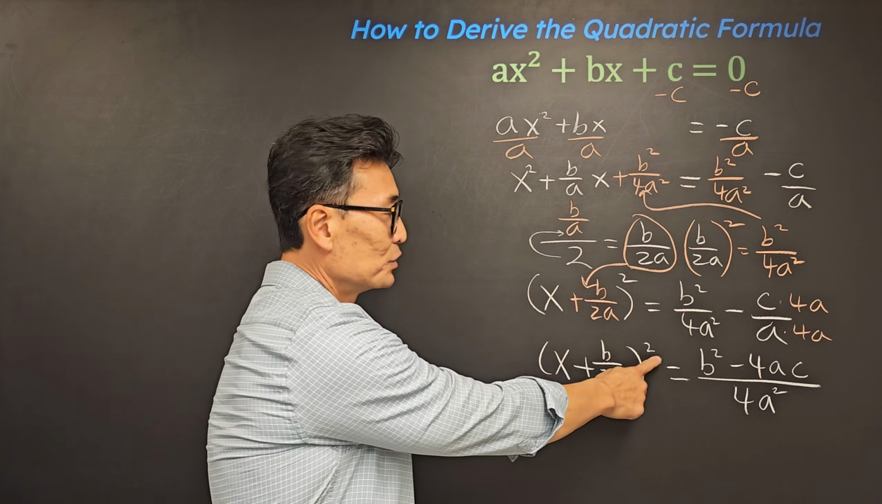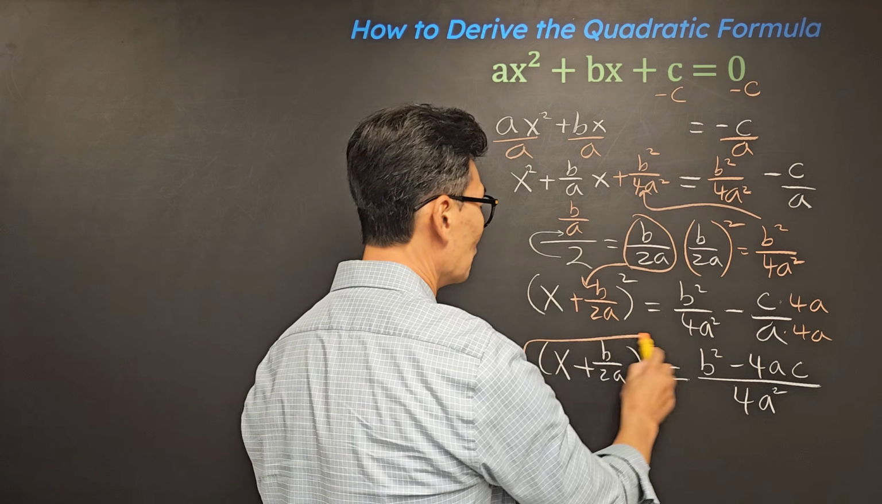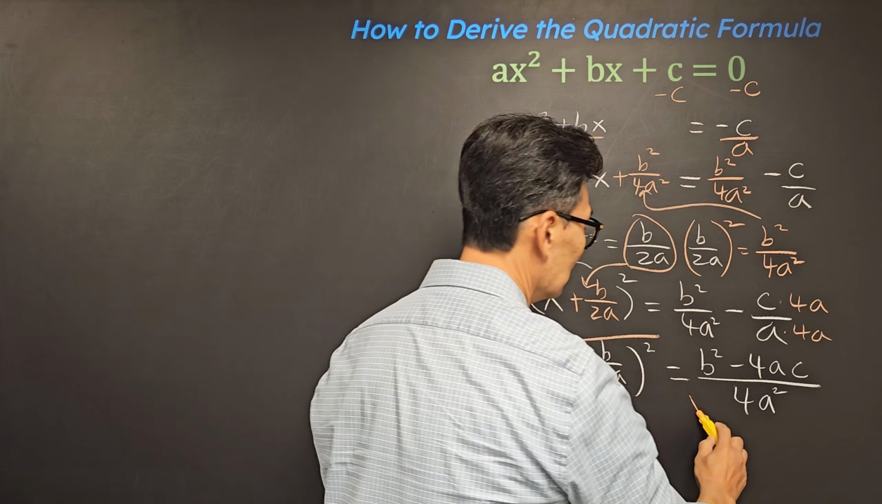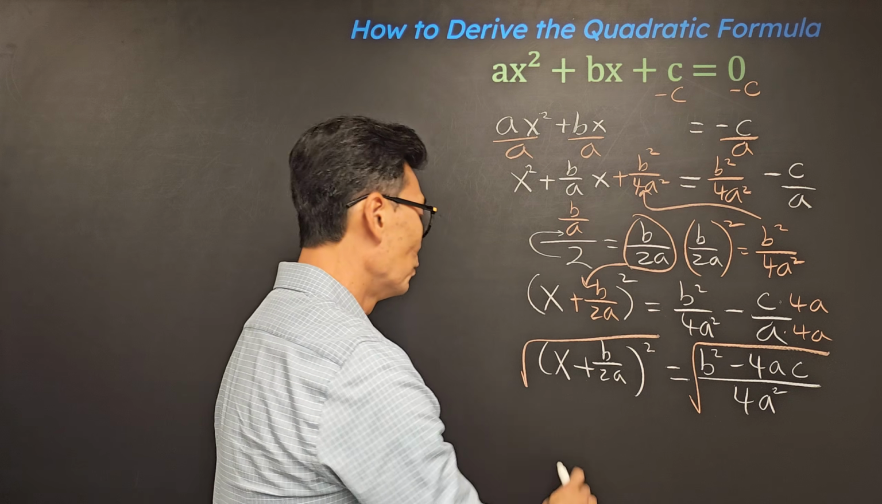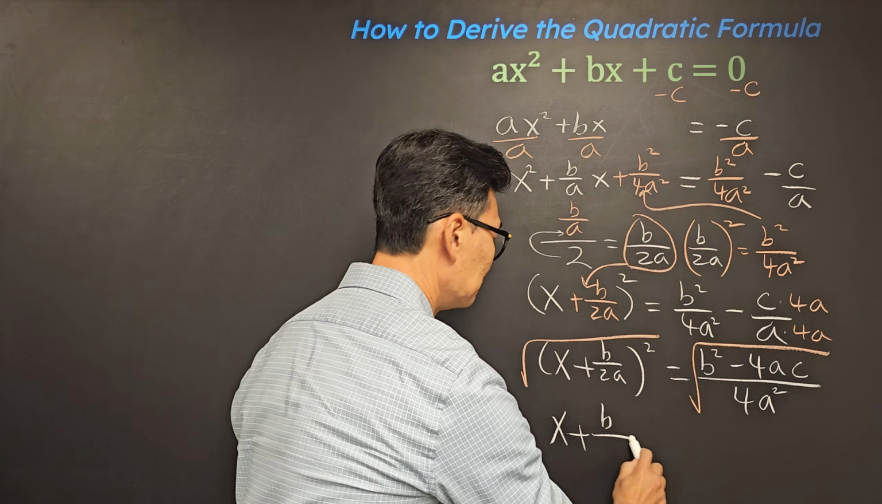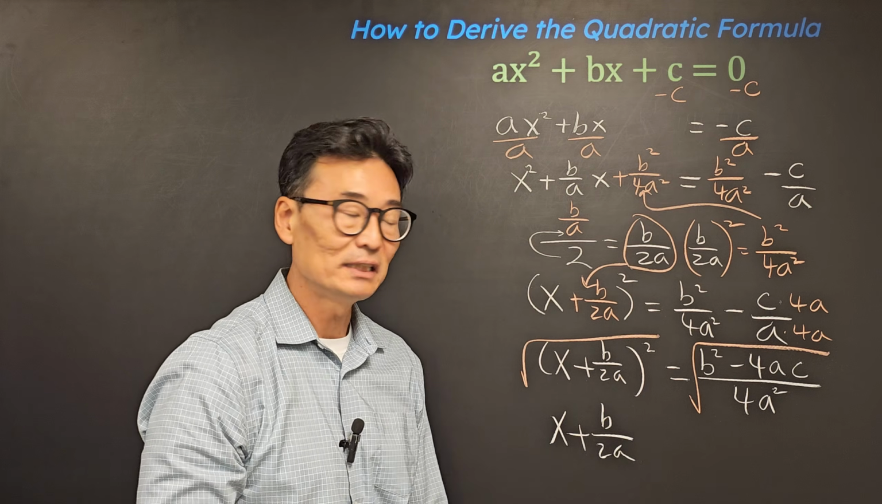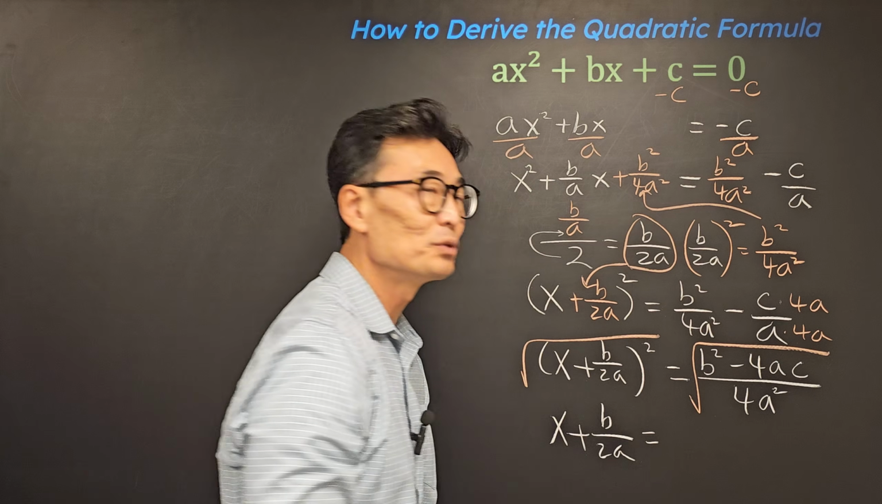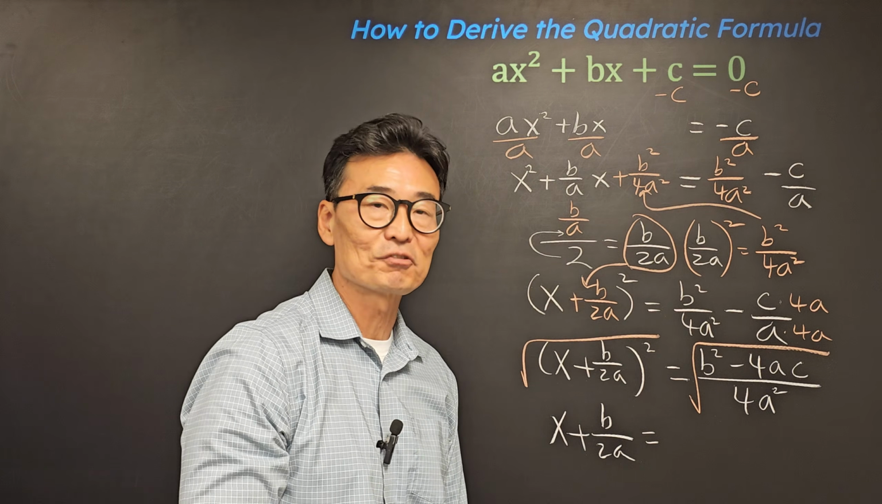To solve for x, we need to get rid of that square sign. Our usual method, take the square root. Take the square root. We're left with x plus b over 2a without the square sign equals, since we took the square root of the left and the right side, we need to go ahead and add that plus minus, like that.